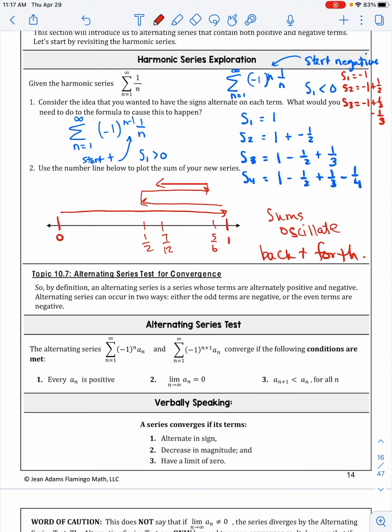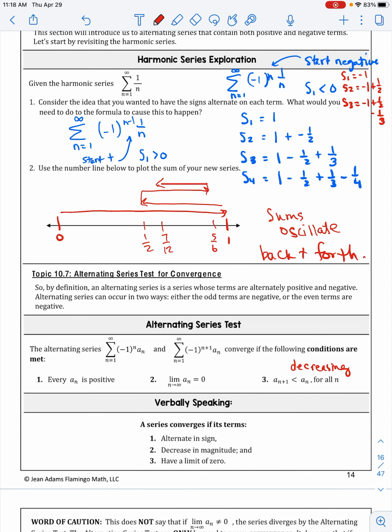If every a sub n is positive, that means don't count your plus or minus, okay? Don't count that -1 to the n. Are all those other terms positive? Does the limit as n approaches infinity of a sub n equal 0? And the third thing is, the term right after a sub n, is it always less than the one right before it? That's what number 3 says, that basically it's decreasing, right?